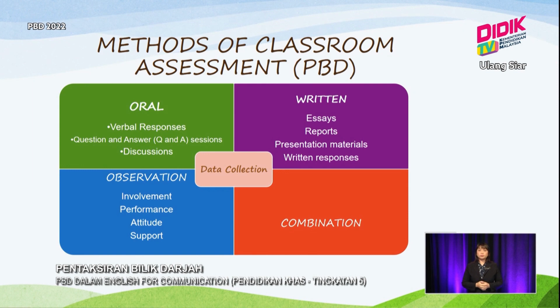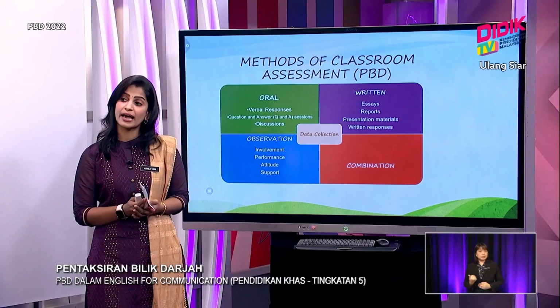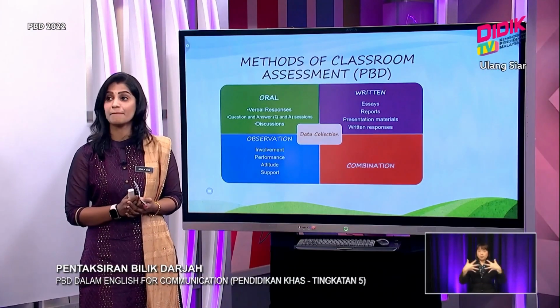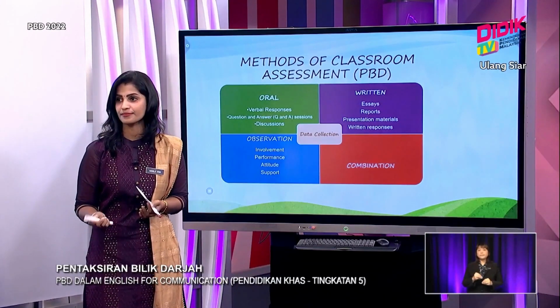The second one is the written responses. So it can be essays, reports, presentation materials, any written responses from the students. We can use them to assess them. The third one is observation. What are we going to observe? We can observe the students' involvement in the classroom activities, in the group work. We can also observe their performance in the classroom, their attitude towards their peers, and also the support that they give to the others and the support that they get from the others as well. And also we have a combination of more than one method of assessment here.